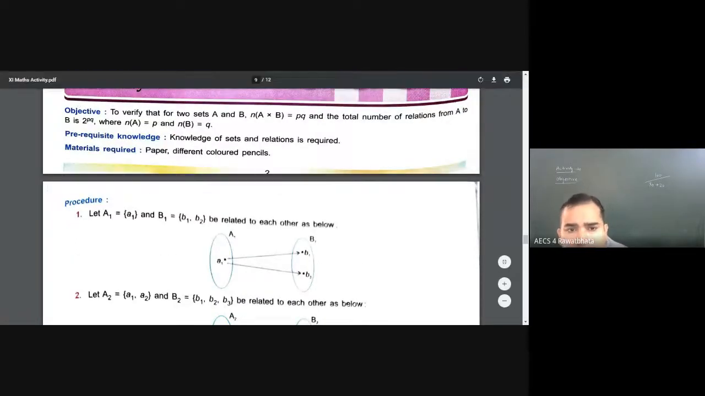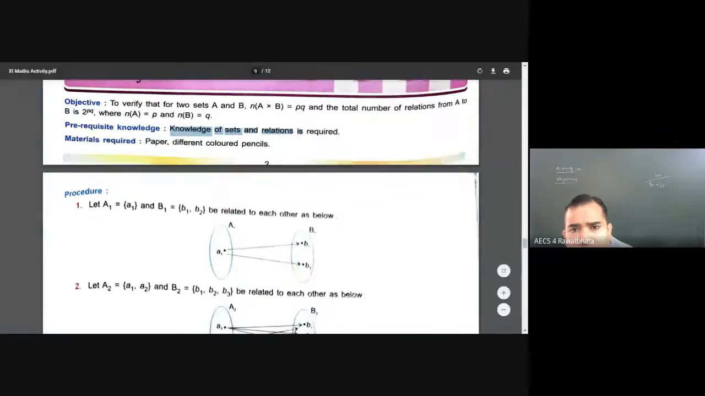The other activity's objective is to verify, for two sets A and B, ध्यान से सुनिएगा, है ना? The number of elements in A cross B is equal to PQ, and the total number of relations from A to B is 2 raised to power PQ, where the number of elements in A is P and the number of elements in B is Q. Knowledge of sets and relations will be needed, right? Paper, etc. Now I can tell you on the board also how to do this, simply like the previous question.